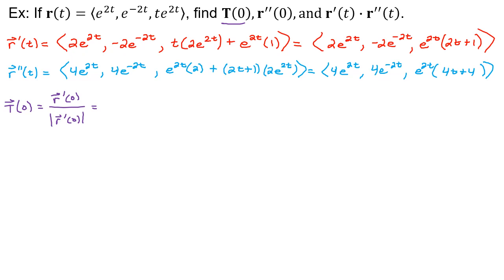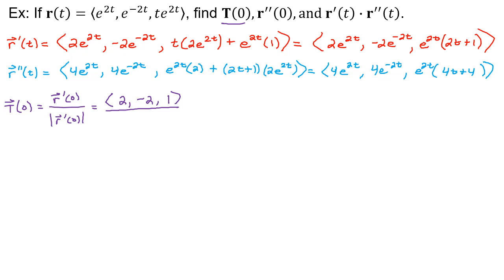So I just plug 0 into that first derivative that I have up there across the top, and I would have 2e to the 0, which would be 2. I would have negative 2e to the 0, which would be negative 2. And I would have e to the 0, which is 1, times 2 times 0, which would be 0, plus 1, which is 1.